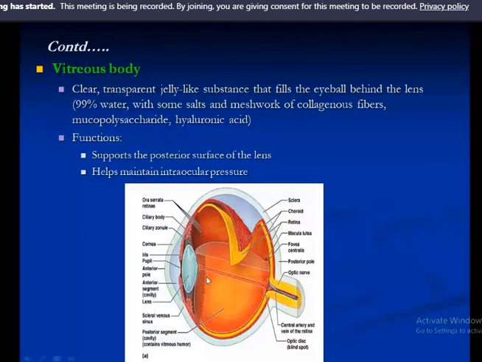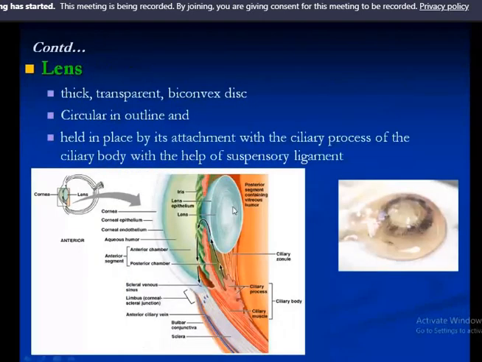Now the last one is known as the lens. Now this one is the lens. The lens is a thick and transparent biconvex disc. It is circular in outline and it is held in its position.